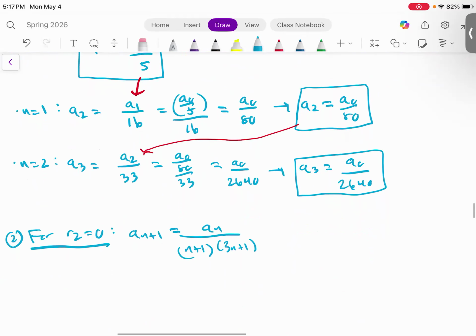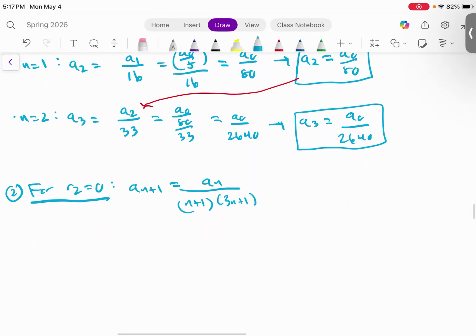Okay, so let's start plugging in some indexes. For n equals 0, if I plug in n equals 0, I get a1 equals a naught over, looks like it's just going to be 1. So, I guess we could say a1 equals just a naught. Simple.